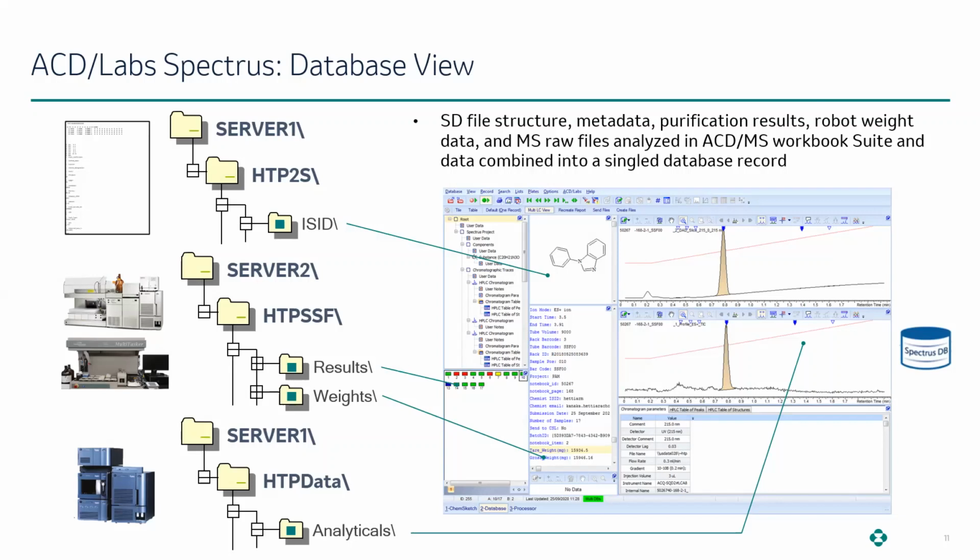And the required purity coloration scheme can be adjusted for any project. So by default, we have any sample with a purity of 90% and above showing up as green in the plate view.